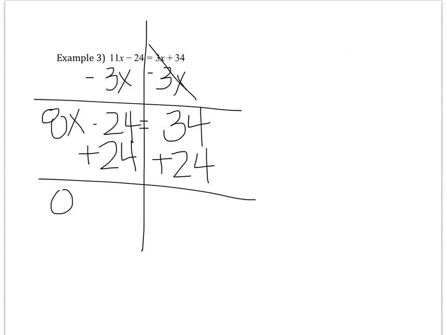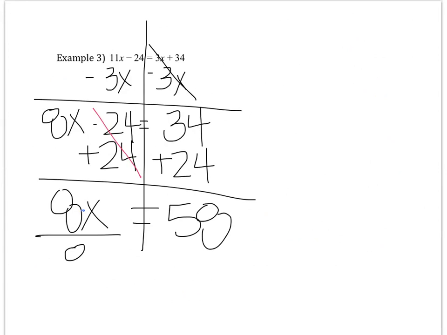So I'm going to have 8x. Negative 24 plus 24 cancels. That's the whole point of adding 24 to both sides. I'll bring down my equal sign. 34 plus 24 is going to give me 58. Remember, 8 and x, when you have a number attached to a variable and there's no operation in between, it means multiplication. In order to get x alone, I need to divide each side by 8.